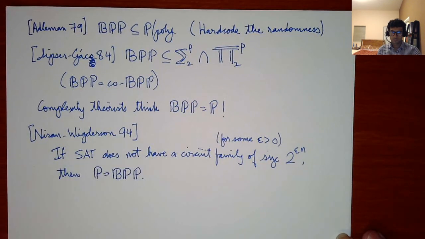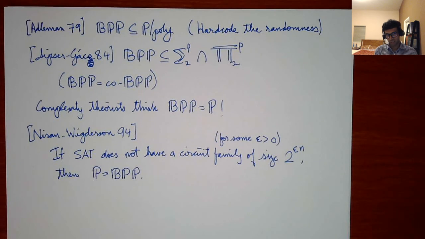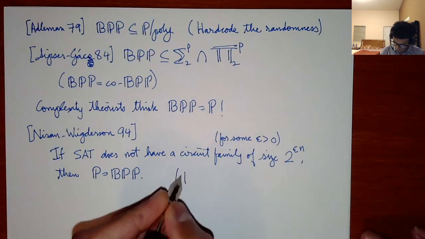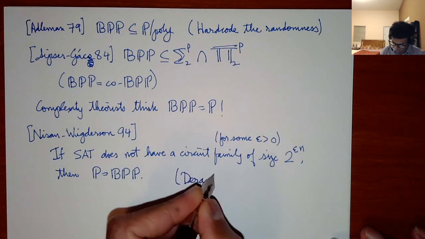So what they say is, if you think that SAT is really hard, then you can use that to prove that P is equal to BPP. Which is sort of remarkable. And this series of connections is a beautiful one, and it is referred to in the literature as derandomization.